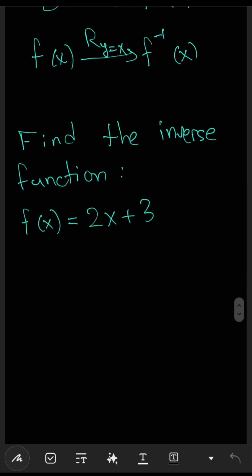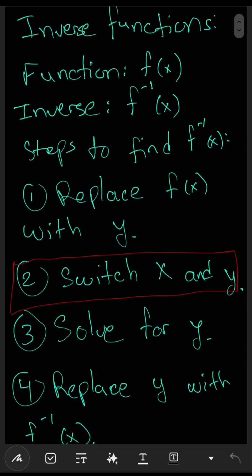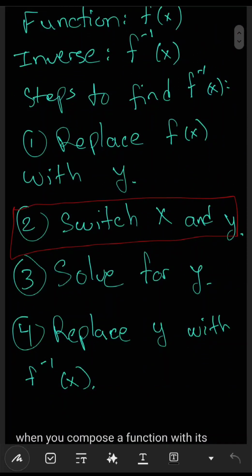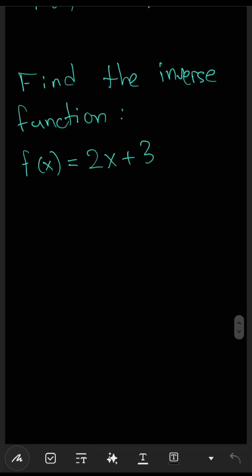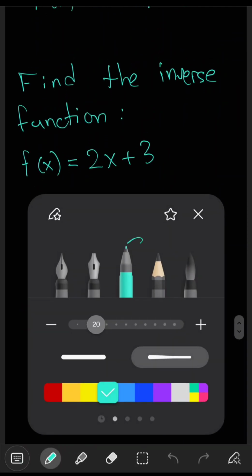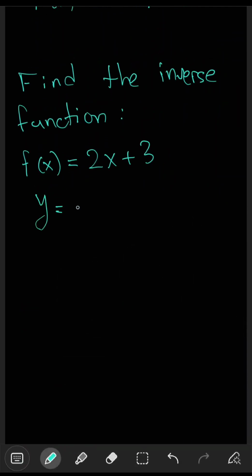So let's find the inverse of this function. The first step is what? Replace f of x with y. So here I would write this as y is equal to 2x plus 3. And then you would switch x and y, so you would have x is equal to 2y plus 3, and then you would solve for y.